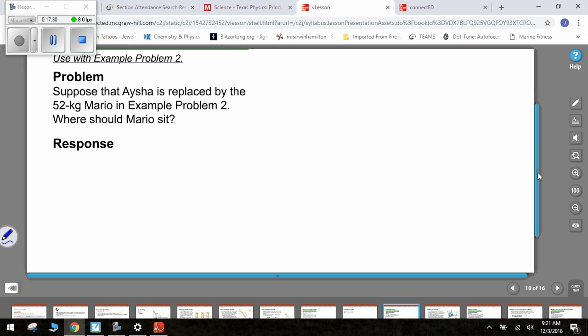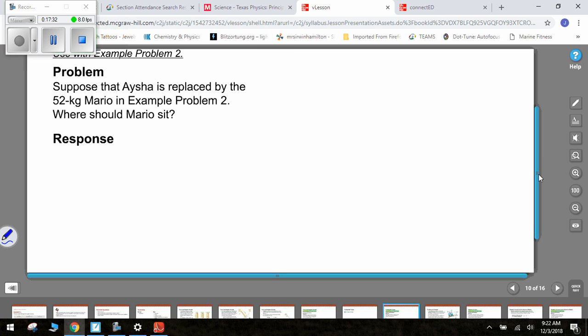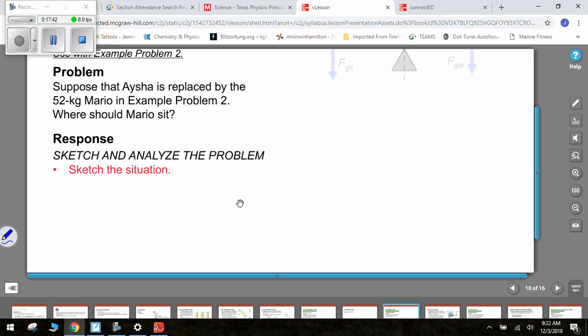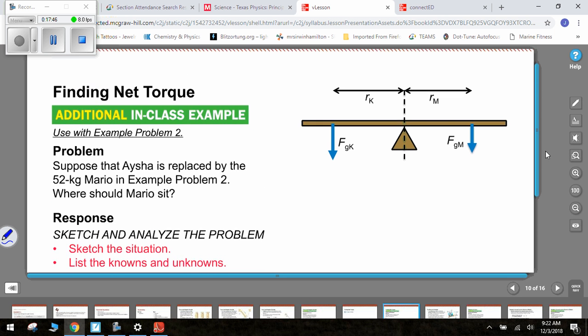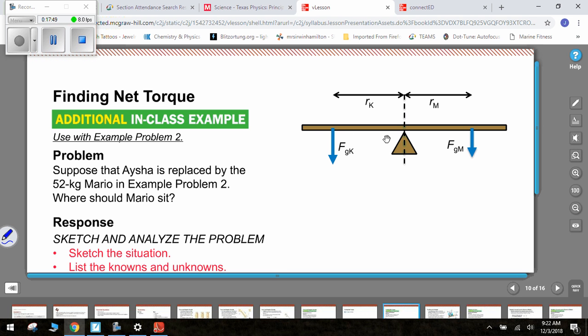Okay. Oh my goodness, they're all about using the example problems from the book today. It says, suppose that Aisha is replaced by a 52-kilogram Mario in example problem 2. Where should Mario sit? Well, we have to kind of see whatever was in the book. So this is the setup. It's basically like your classic teeter-totter scenario.